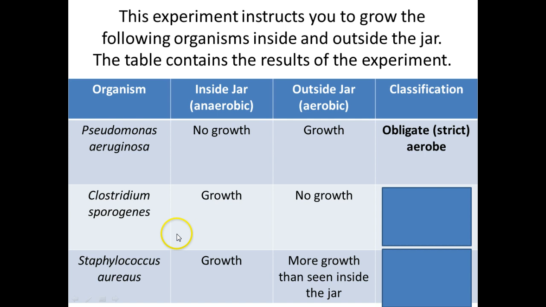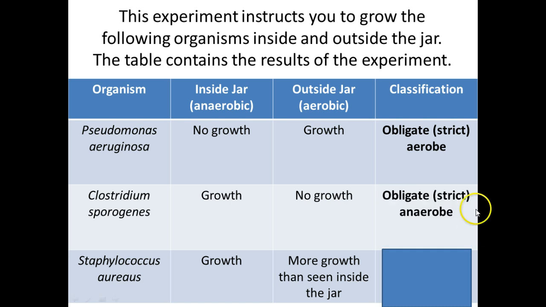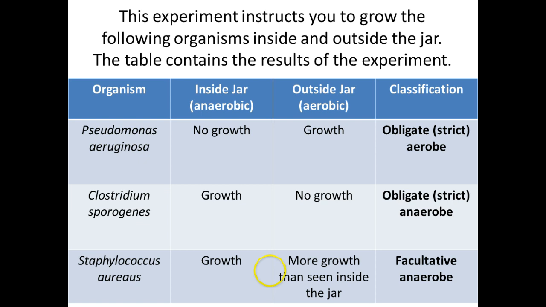Clostridium sporogenes, which is another reason why we don't do this experiment, because it's really hard to keep this one happy, because notice, growth inside the jar, no growth outside, where there's oxygen. So this one would be our example of a strict anaerobe, right? Staphylococcus aureus grows inside the jar, but if you compare it to the growth outside the jar, there's more growth. So this would be our example of a facultative anaerobe, right? So you'd really have to be able to compare the amount of growth.